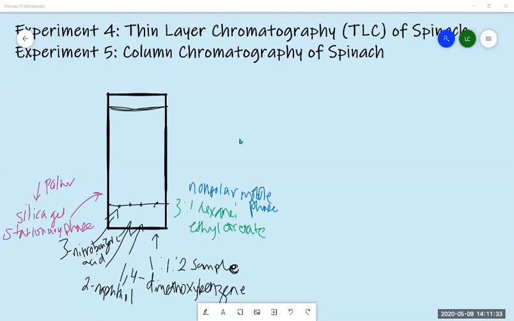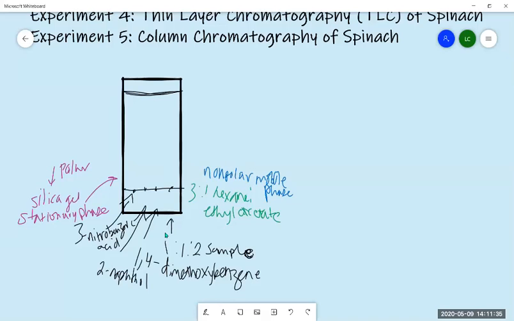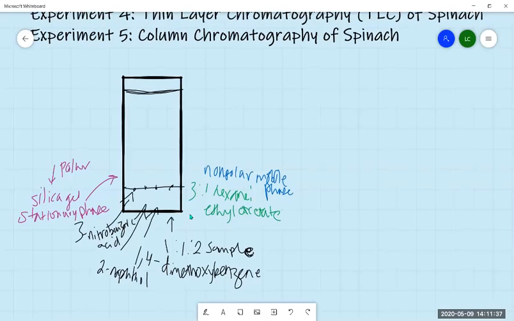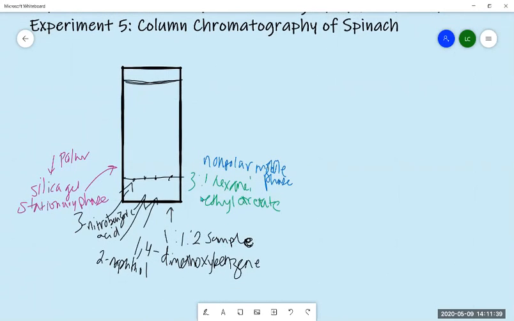Okay, so I'm gonna come back to the results of these later, but originally we hypothesized that your original sample has all three components. So you will see a distribution of 1, 2, 3. You'll see 3 spots here, and then for dimethoxybenzene, you will only see 1 spot. 2-naphthol, you should see 1 spot, and 3-nitrobenzoyl, you should see 1 spot if you did a successful extraction.